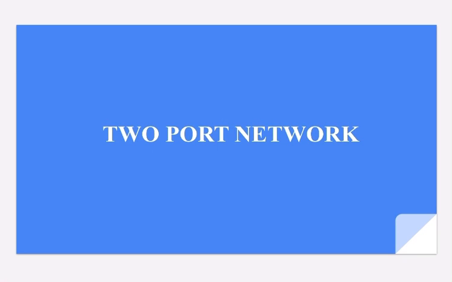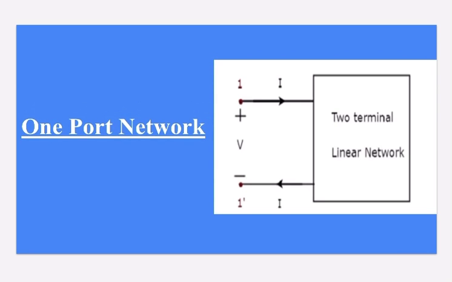As the name suggests, this two-port network can contain two ports, among which one port is used as an input port and the other port is used as an output port. The first and the second ports are called port 1 and port 2 respectively. So first let us know about this one port network.